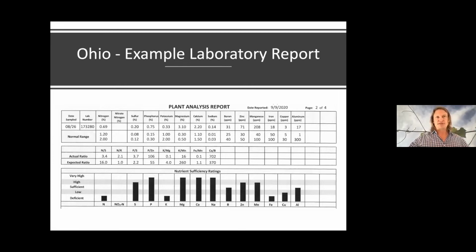We can do a foliar application if we're at veraison and we need to get some potassium into the system before harvest, but you're just not going to get it into the vines by putting it on the ground. It's not going to move quickly.